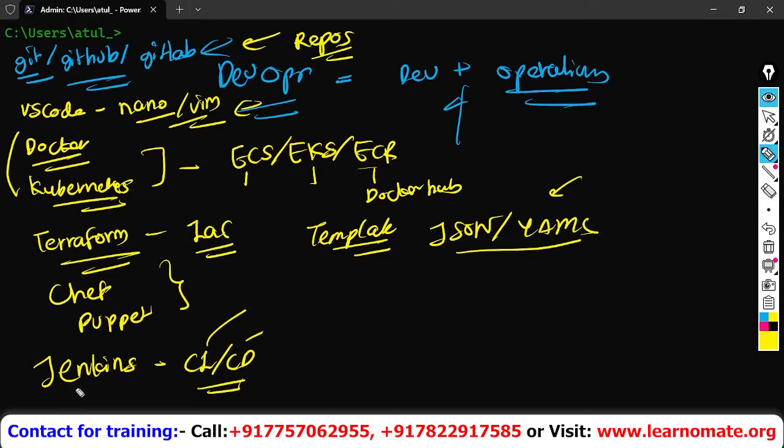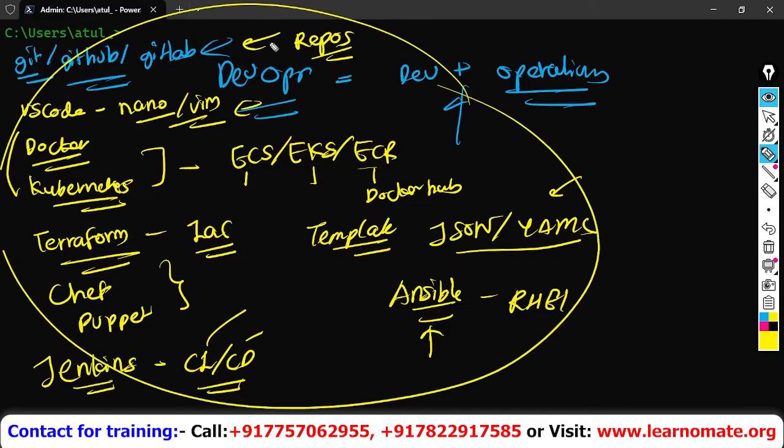Then we have a tool that is Ansible, which is from Red Hat, where you can manage multiple hosts at the same time. You can connect with multiple machines and fire commands, and that change will be implemented at the same time on all machines. So these are the possible tools we will cover in our course.